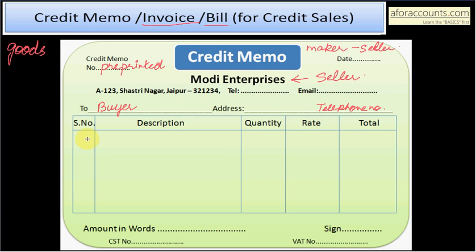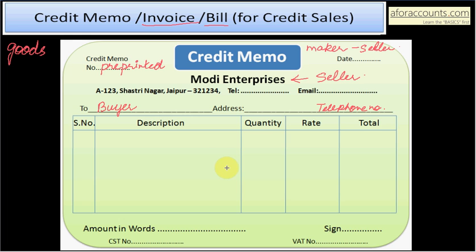See here, serial number, description of the goods sold, quantity of the goods, rate, and the total value, the total amount is written here. Then signed by the maker, amount in words is given. Generally your CST number or VAT number is also given. So, by now you know that credit memo is pre-printed serially, and the name and address of the buyer is equally important to be put in the credit memo.